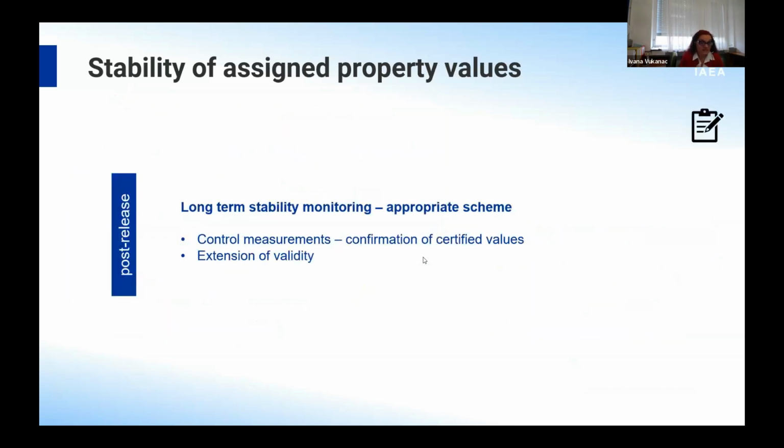After the release of reference material, long-term stability monitoring needs to be done during the shelf life of reference material according to the previously mentioned established scheme. So control measurements are performed regularly. It is usually once per year or once per 2 years, and results are used to confirm certified values and/or for extension of the validity of reference material.